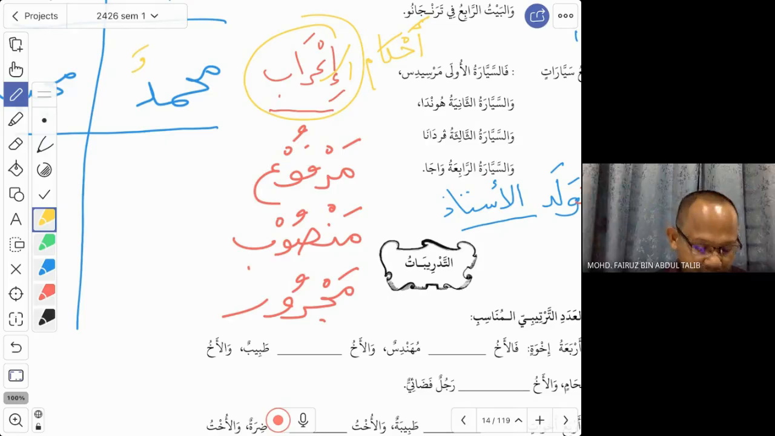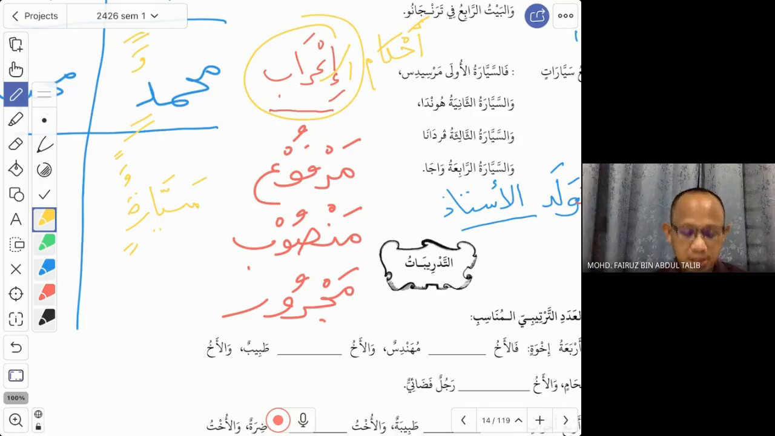Sometimes you see they write Muhammadin, and sometimes the word is Muhammadan. So it can be Muhammadun, Muhammadan, or Muhammadin. The same goes for the word Sayyaratun. Sayyara, car. But when it is in a sentence, you will see sometimes Sayyaratu, sometimes Sayyarati, and sometimes Sayyaratan. So why does the word change in terms of the last letter?